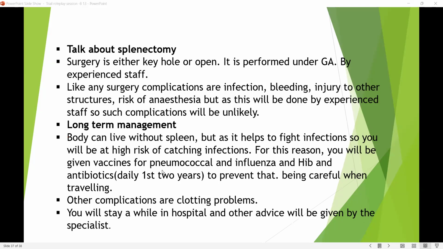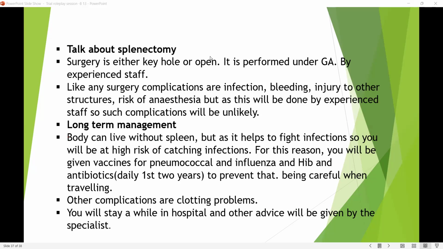And what could be the long-term management? The body can live without a spleen, but as it helps to fight infection, you will be at high risk of catching infection. For that reason, we will give you vaccines yearly or 5-yearly. And then you will be on antibiotics as well to prevent any infection. You will be staying in hospital for a couple more days and you will be seen by the specialist as well. Do you have any questions? Just ask questions in between, okay?